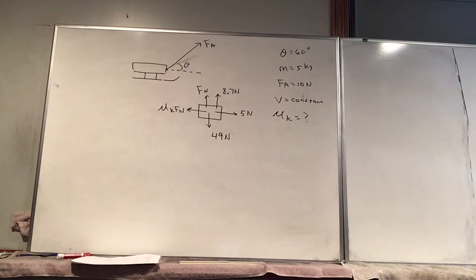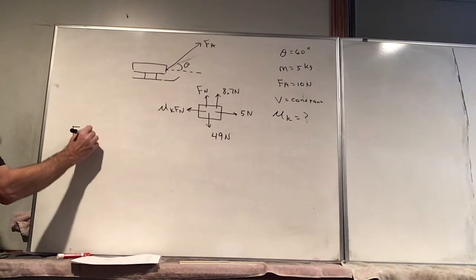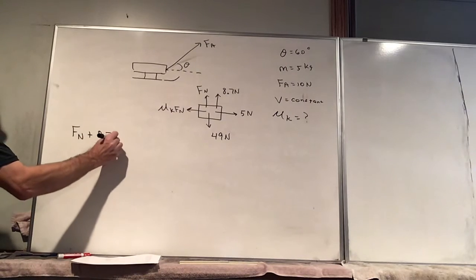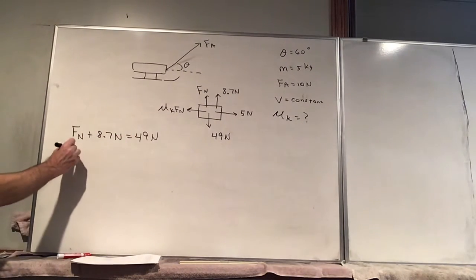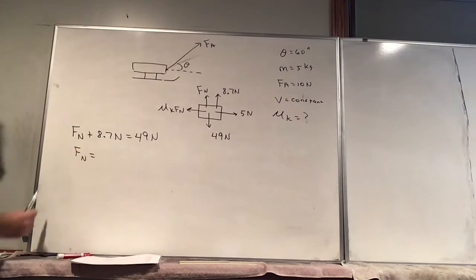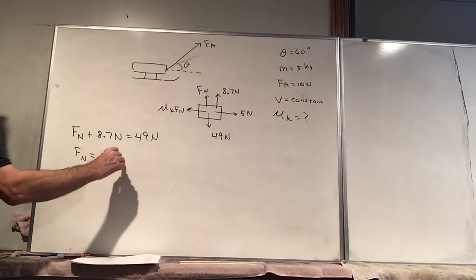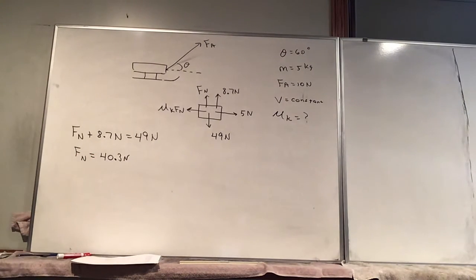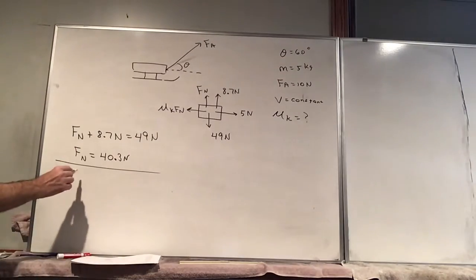So if we look in the vertical direction first, we have the normal force plus 8.7 newtons equals 49 newtons. So the normal force is about 40.3 newtons, just by subtracting 8.7. And now in the horizontal direction, we have 5 newtons.